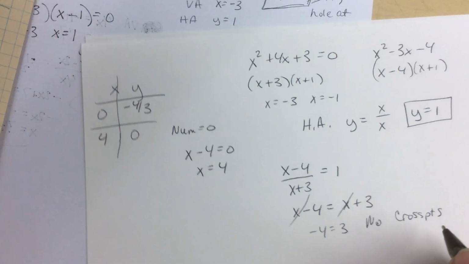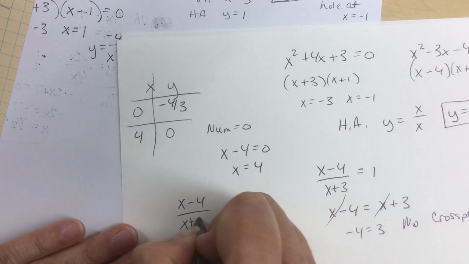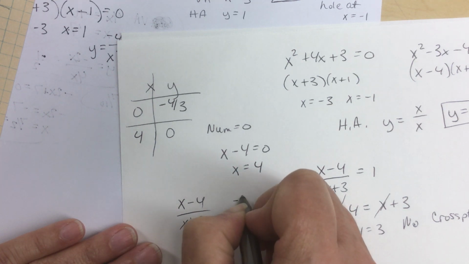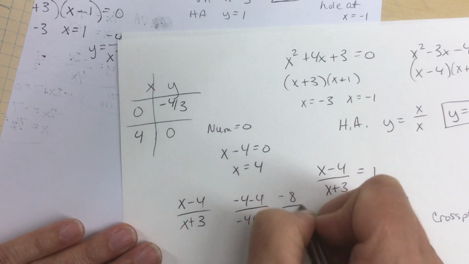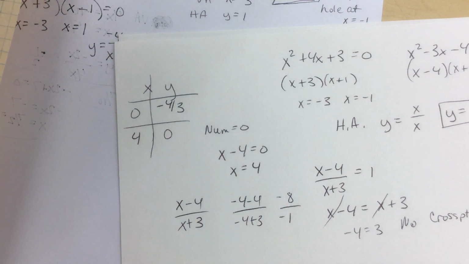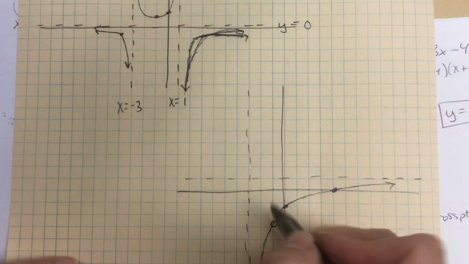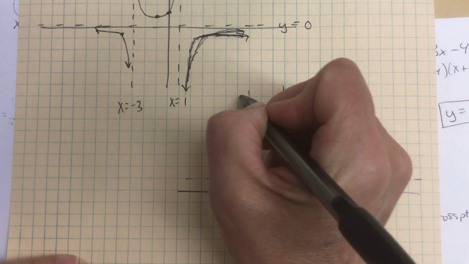So if I plug in -4, I've got x minus 4 over x plus 3, so that'll give me negative 4 minus 4 over negative 4 plus 3. That's negative 8 over negative 1, so that's positive 8. So when I plug in negative 4, I get a positive 8. So 1, 2, 3, 4, 5, 6, 7, 8.